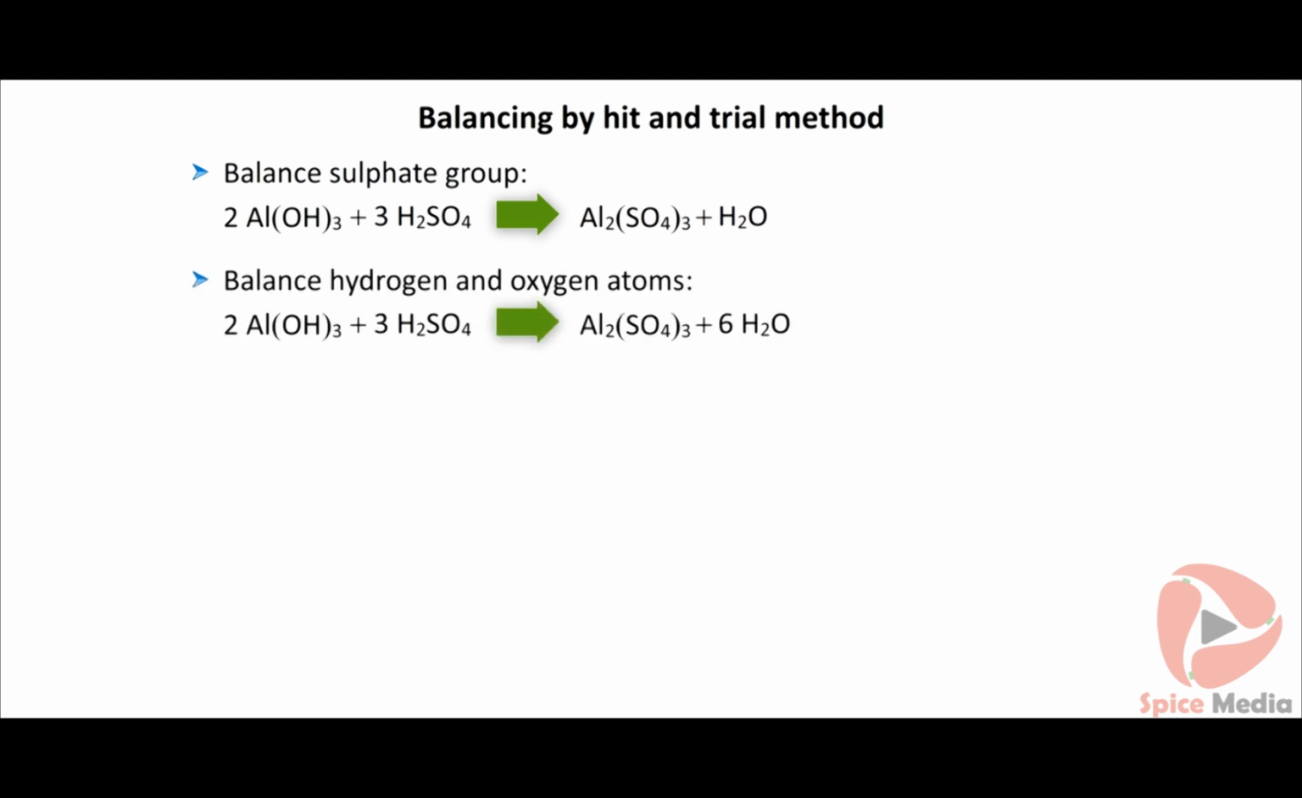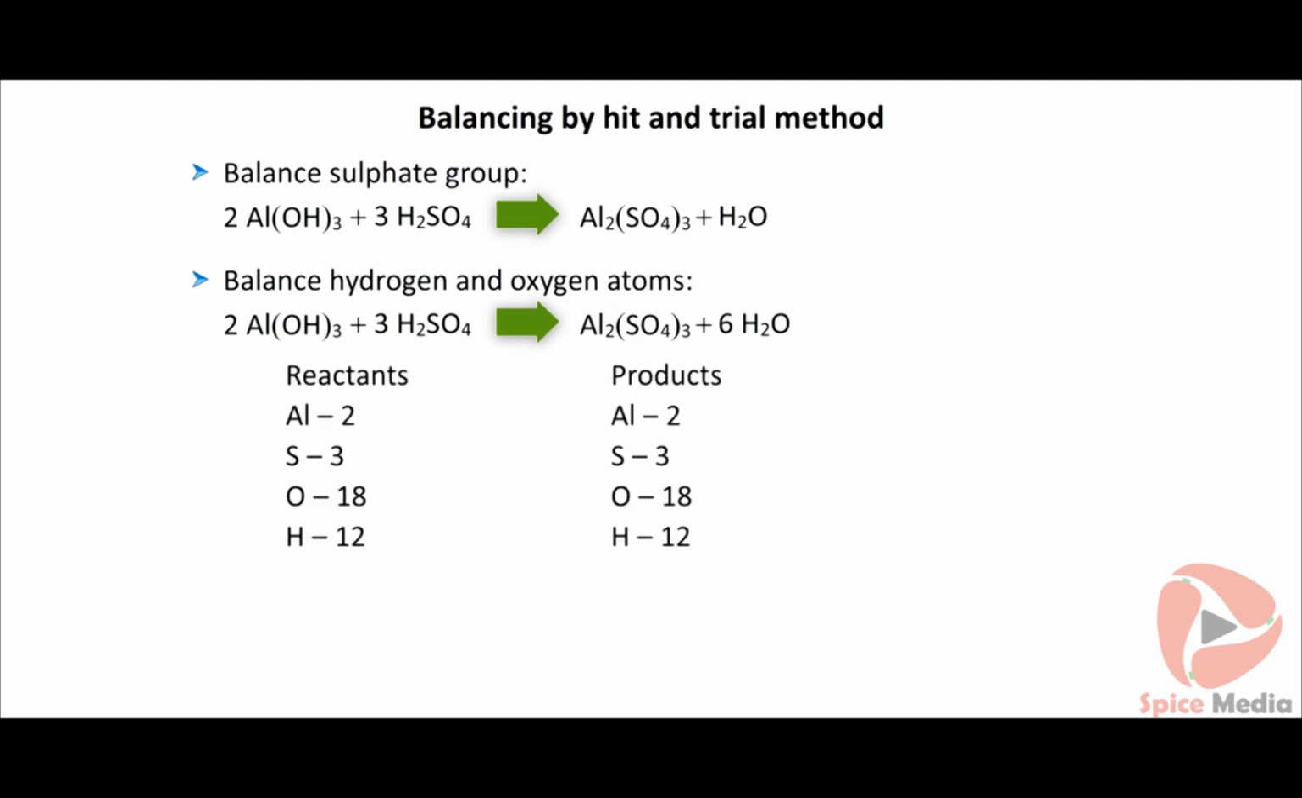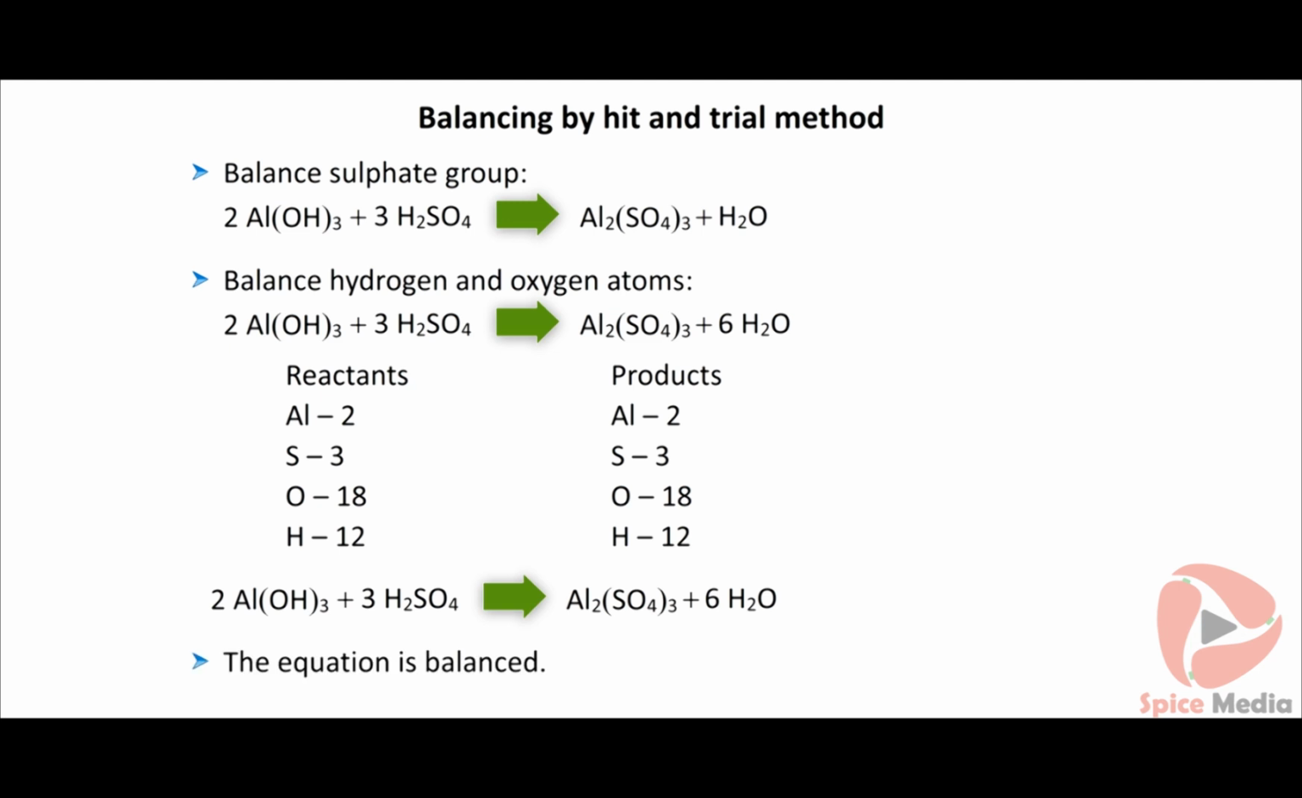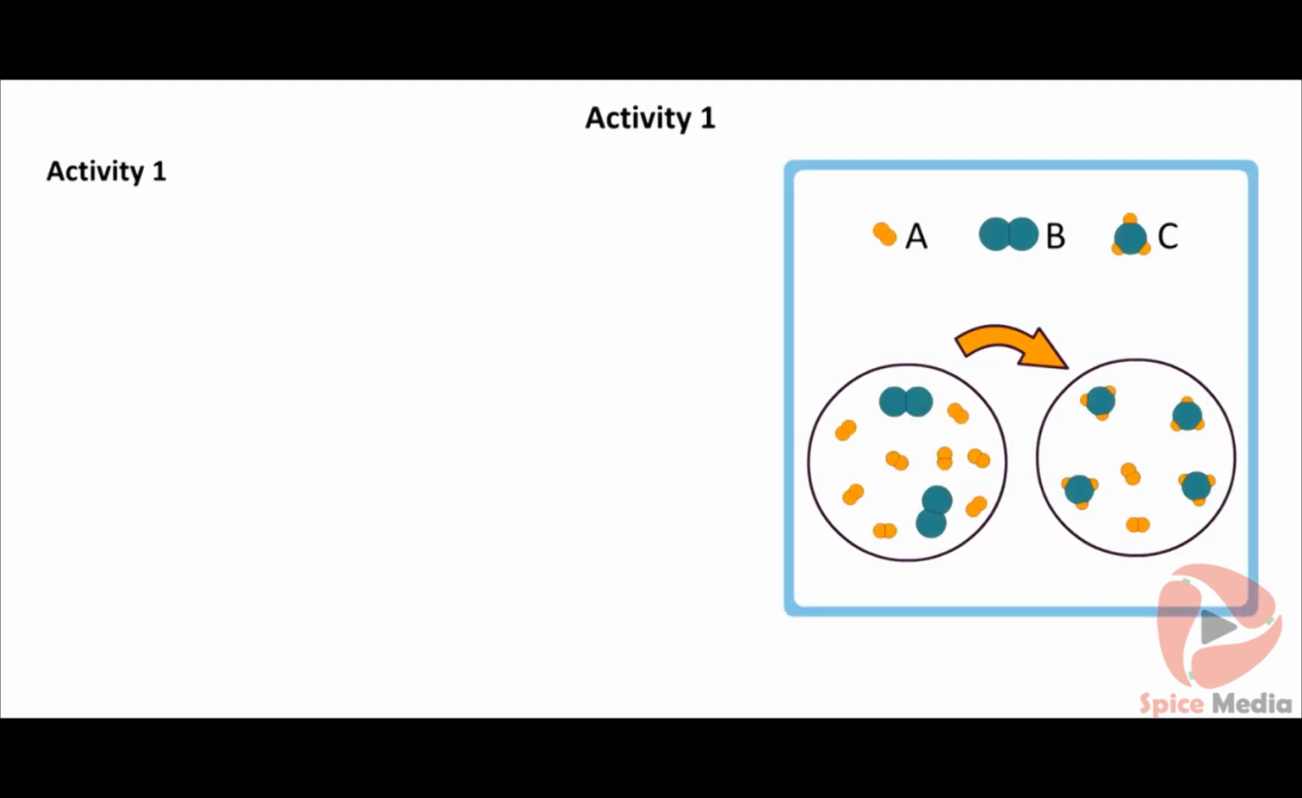Now balance the oxygen atoms followed by hydrogen atom at the last. Reactants: Al2, S3, O18, H12. Products: Al2, S3, O18, H12. 2Al(OH)3 plus 3H2SO4 gives Al2(SO4)3 plus 6H2O. The equation is balanced.